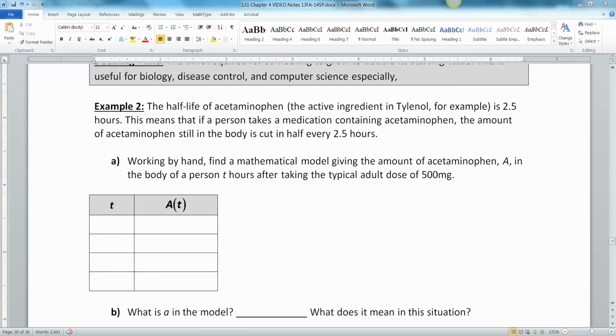So we saw in the last video how an exponential growth model works. Now we're going to look at an exponential decay model. Now remember for this that our B base is going to be somewhere between 0 and 1. We'll figure that out in a minute.